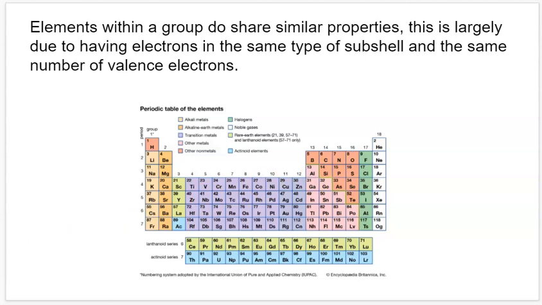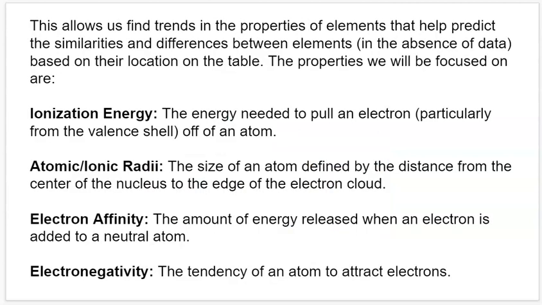However, in a group, we do end up sharing similar properties. And this is largely due to having the same number of valence electrons. So if we use the alkali metals as an example, they all have one valence electron in an s subshell. And that's going to make them chemically similar because they all have one electron to work with when it comes to reactions between elements.